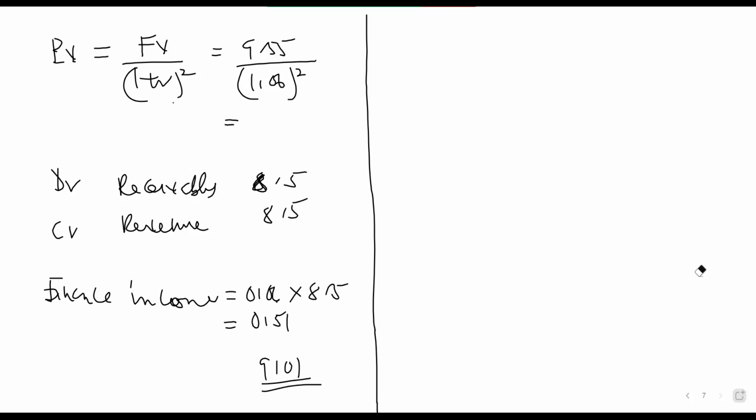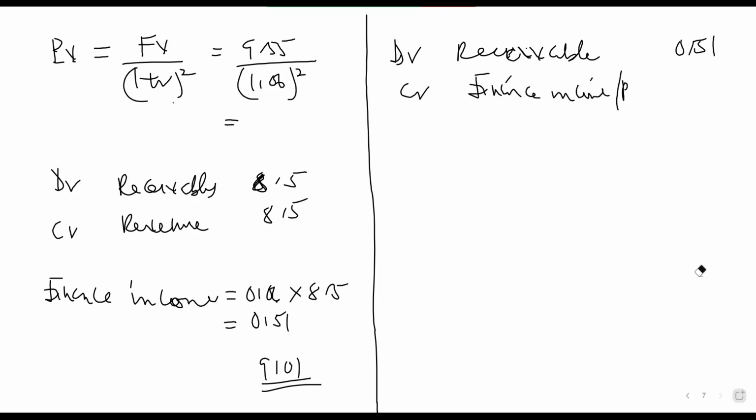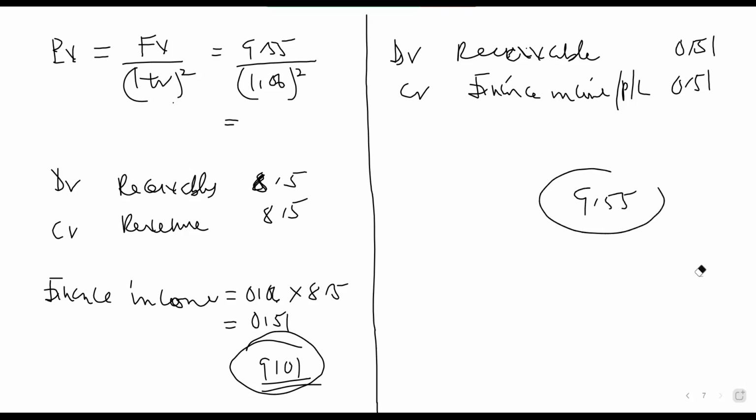So you debit the receivables because the receivables at the end of the 2 years have to grow, so debit receivables of 0.51, then you credit finance income or profit or loss with 0.51. In year 2, you calculate interest, which will be the finance income on this amount. Then you still debit the receivables and credit the finance income. And the receivables will now be 9.55 at the end of the second year. And that will be the amount that you'll be receiving from the customer. That is it.